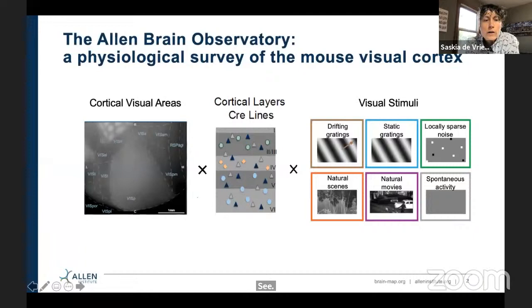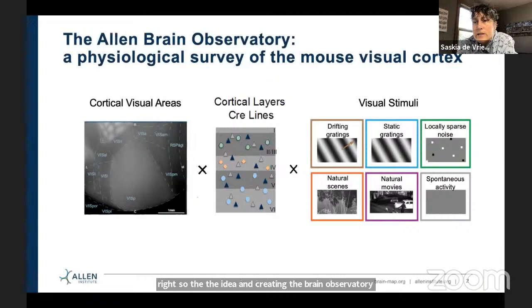So the idea in creating the Allen Brain Observatory data sets is in many ways essentially to create a survey of the visual activity in the mouse cortex. And we wanted to be able to really start thinking about what these responses are and how they're being transformed in this circuit. And to do this, we wanted to survey across different cortical areas.